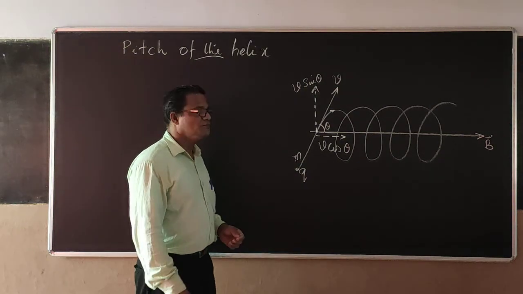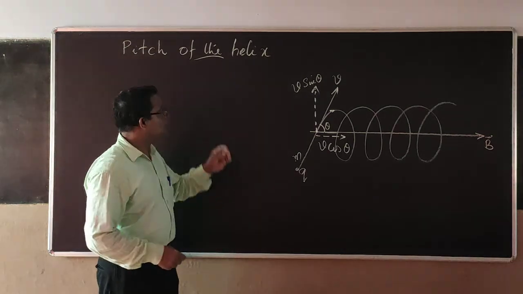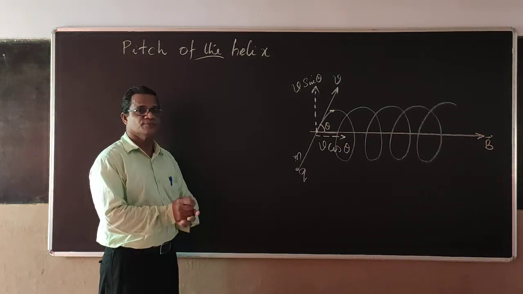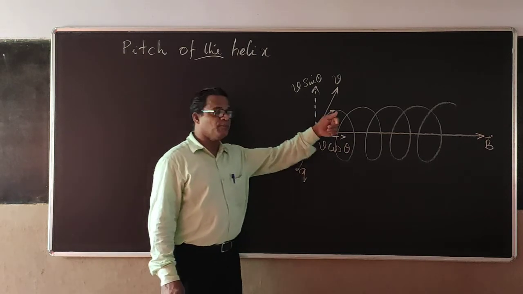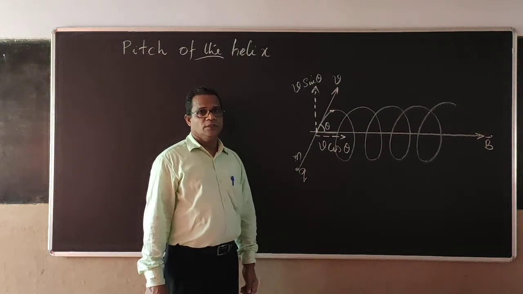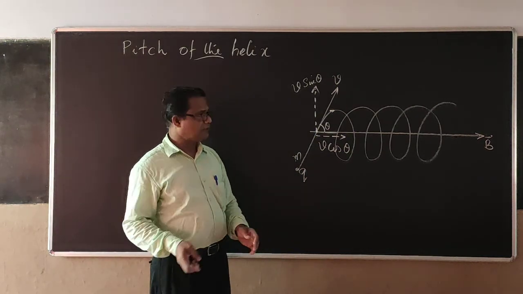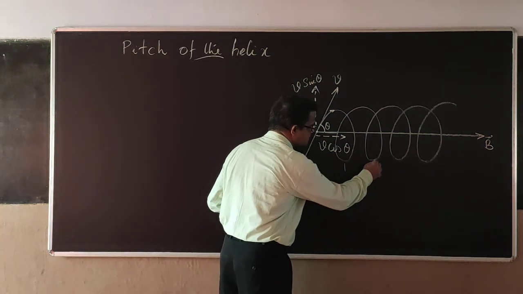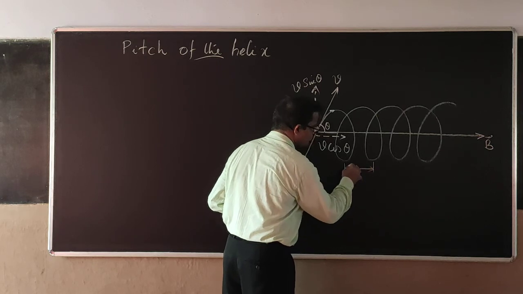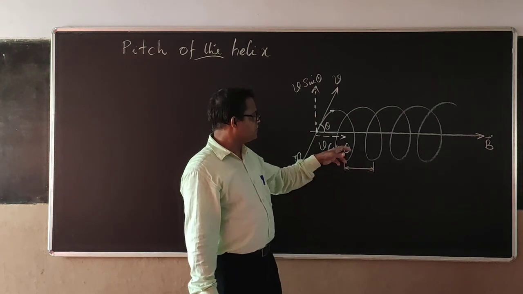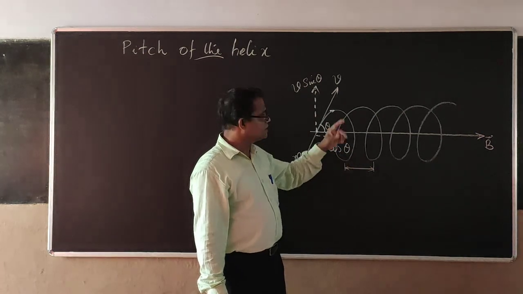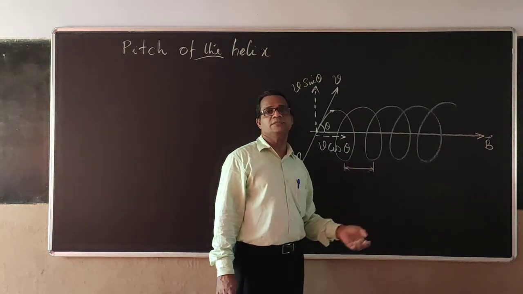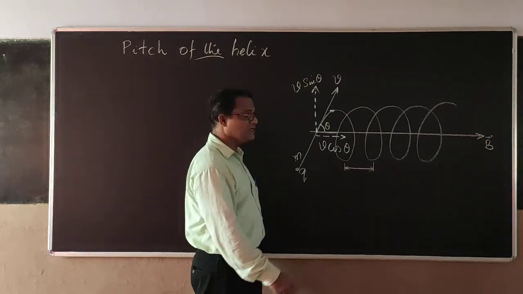In this part, we discuss a point called pitch of the helix, or pitch of the helical path. So, what is pitch of the helical path? Actually, that is the horizontal distance between two consecutive circular turns of a helix, called pitch of the helical path.